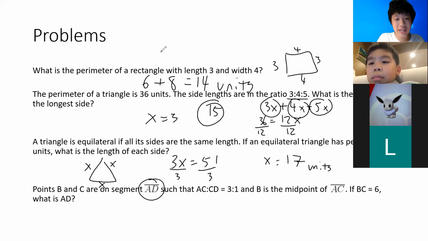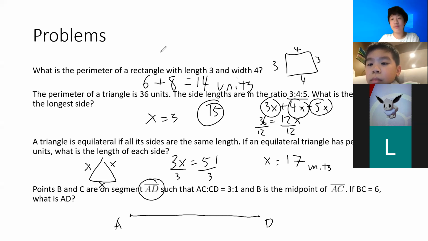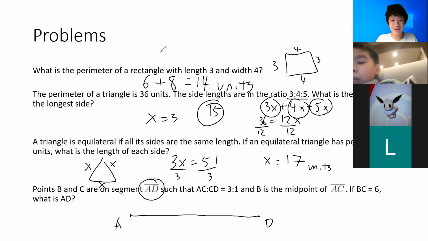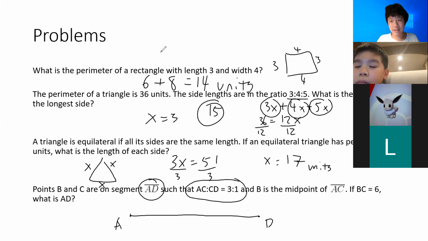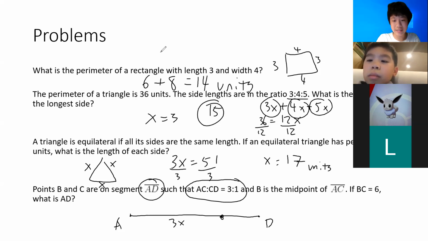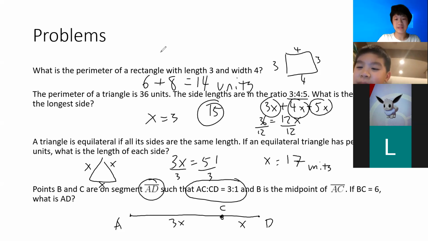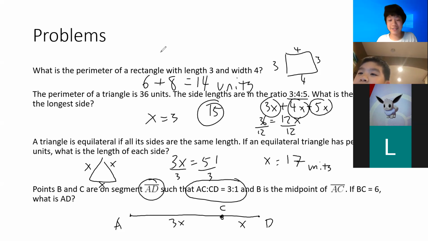So first of all, I know that I have some kind of segment AD. Let's draw this pretty long. A and D. And points B and C are on this segment. Well, how do I know where they are? Let's use the second hint here. The length of AC to the length of CD is 3 to 1. So AC is going to be 3x, and CD is going to be x, right? Because as you can see here, the length of AC is 3 times longer than the length of CD.